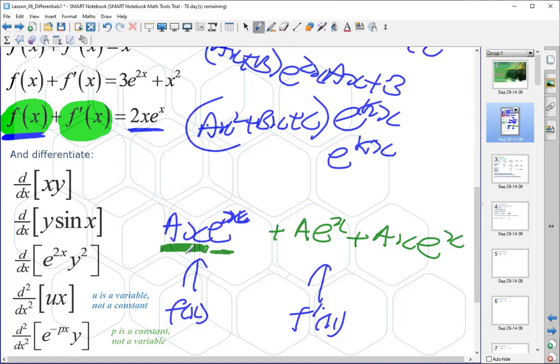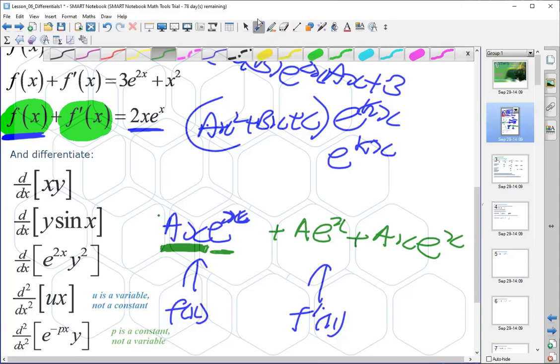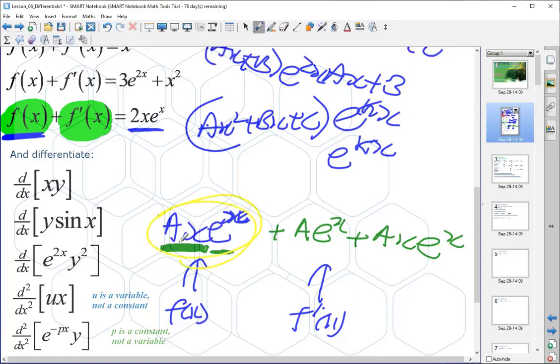So what you end up with is 2ax e to the x plus another a e to the x. Now what's gone wrong, if anything? If we start with this, we might be able to end up with this as our answer. Has anything gone wrong or has it worked? And if anything has gone wrong, what is wrong?